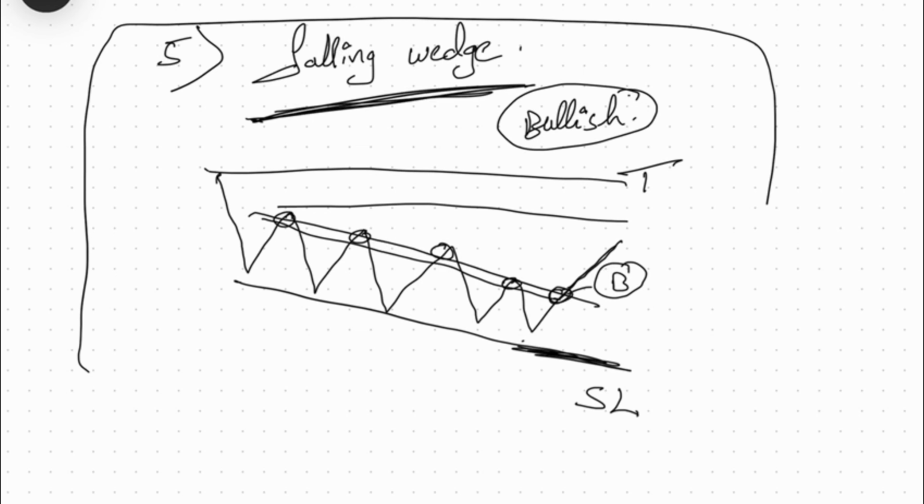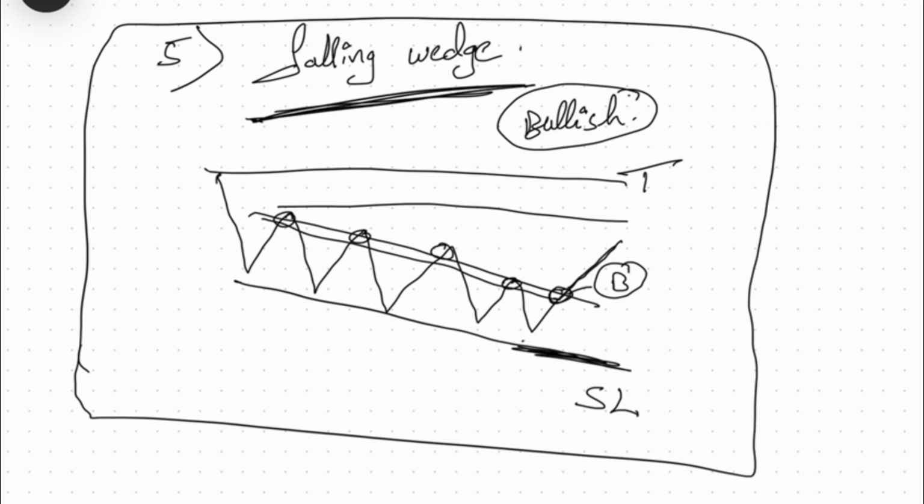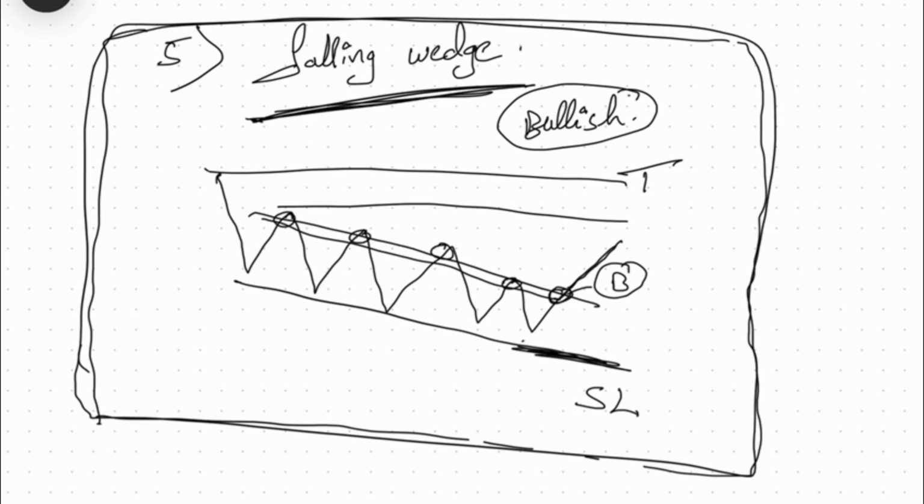This is also one of the most important patterns, guys. In many meme coins, we can observe these types of charts, because meme coins fall frequently, right? So when it falls, it forms falling wedge patterns. Let's go for another one.